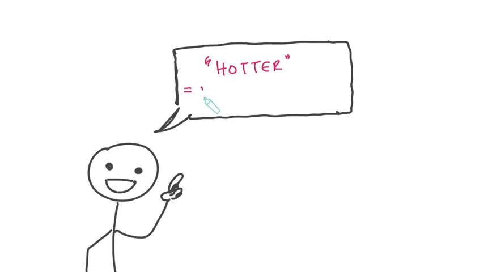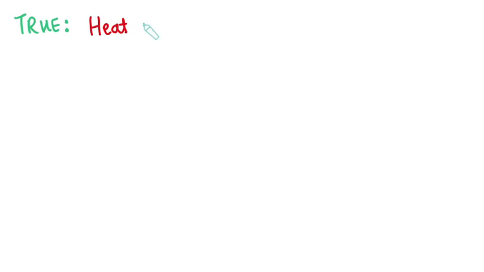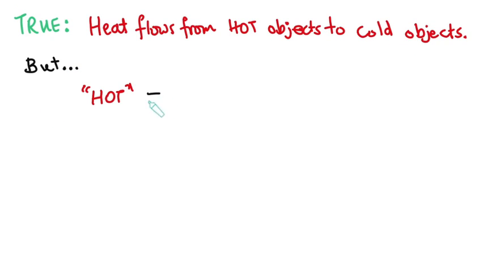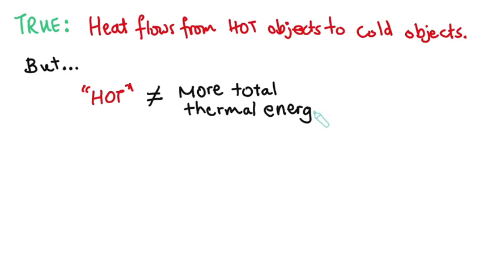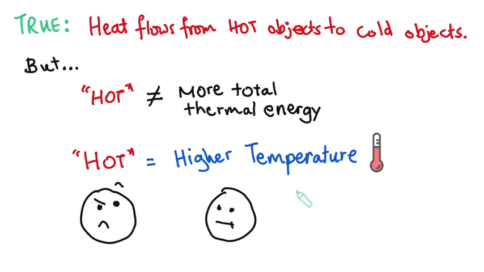And the hotter object is just the one with more thermal energy, right? Wrong! It's true that heat flows from hotter objects to colder objects, but the hotter object is not always the one with the more total thermal energy content. The hotter object is the one with the higher temperature. So what does that mean? What exactly is temperature?